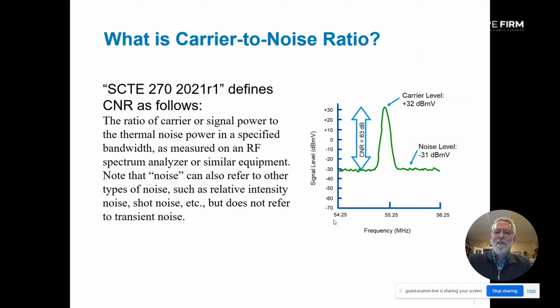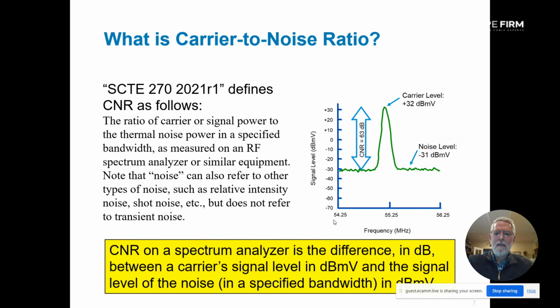And you look at the graphic on the right, and you can see that we've got a CW carrier with an amplitude of 32 dBmV, noise level of minus 31 dBmV, and the difference in dB between the carrier level in dBmV and the signal level of the noise in a specified bandwidth in dBmV is CNR. So far, so good.